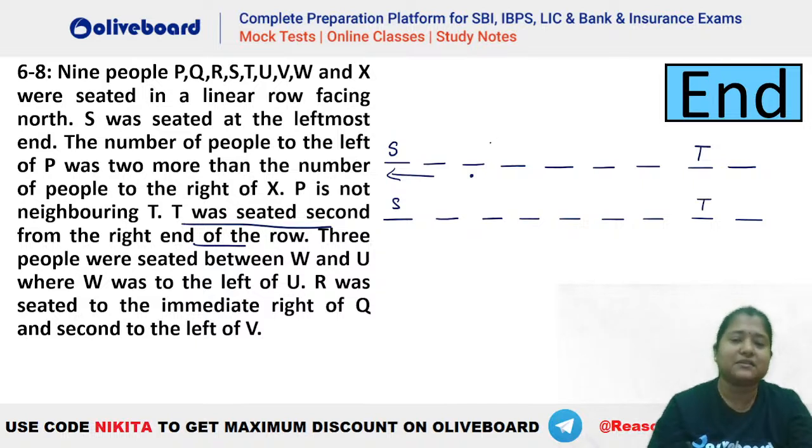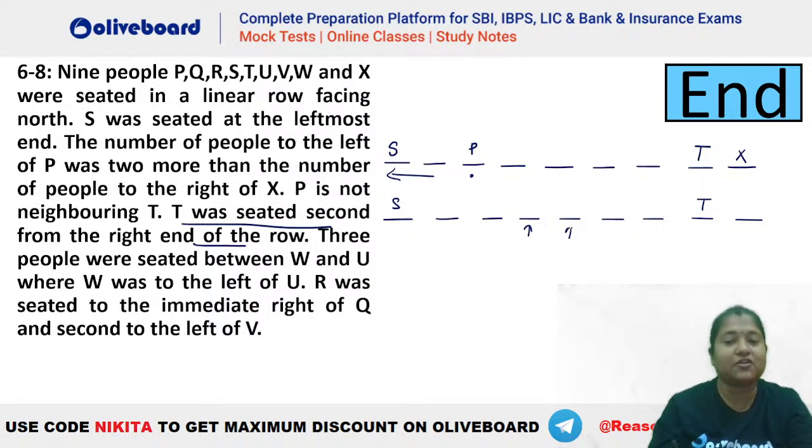So you can see there is one possibility. Let's say this is your P here. So we have 2 persons to the left of P. We will have 0 persons to the right of X. That is one case. Similarly, can we have your P here? No. Why? Because if we have 3 persons to the left of P, we should have 1 person to the right of X. But that's not possible because we already have your T second from the right end.